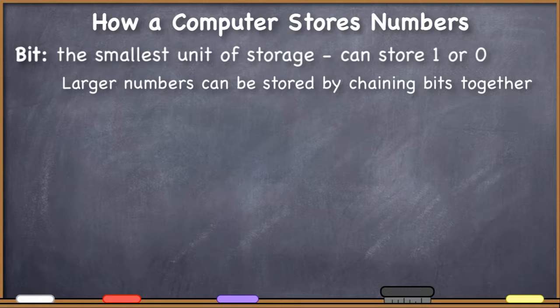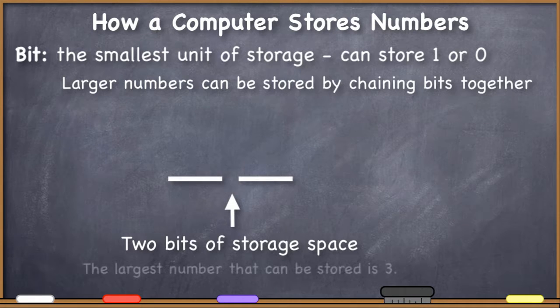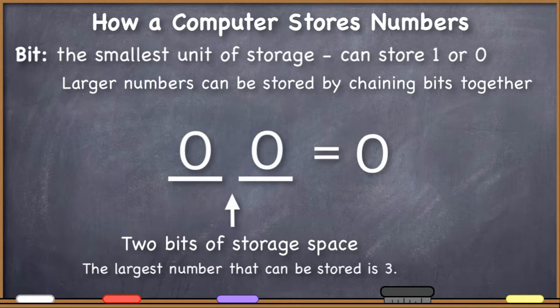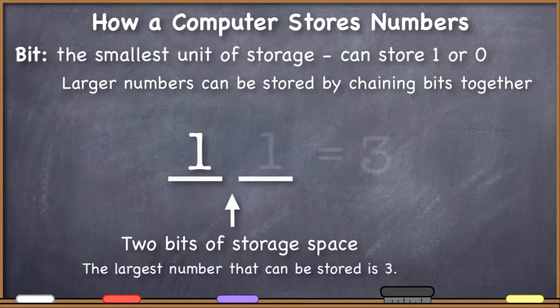When you put bits into a sequence, you can store larger numbers by using the binary system. Chaining bits together like this is exactly how larger numbers are stored in a computer. Our ordinary system of counting is based on the decimal system, base 10, but the binary system is base 2. If, for instance, I gave you 2 bits of storage space, the largest number you could store is 3. I'll demonstrate. You've got 2 bits, each one can either be 1 or 0. So 0, 0 would store the number 0, 0, 1 would be 1, 1, 0 would be 2, and then 1, 1 would be 3.